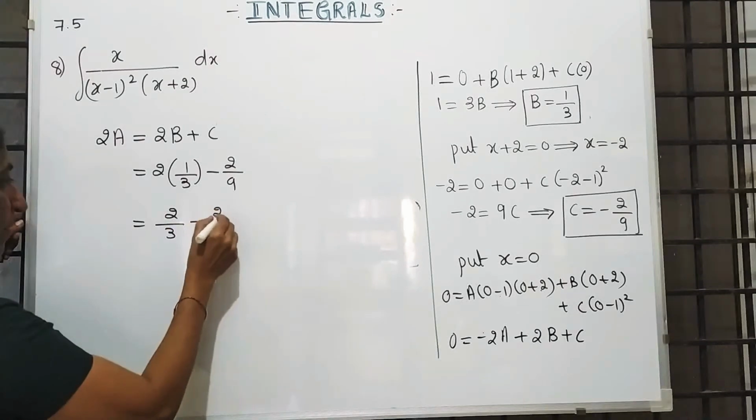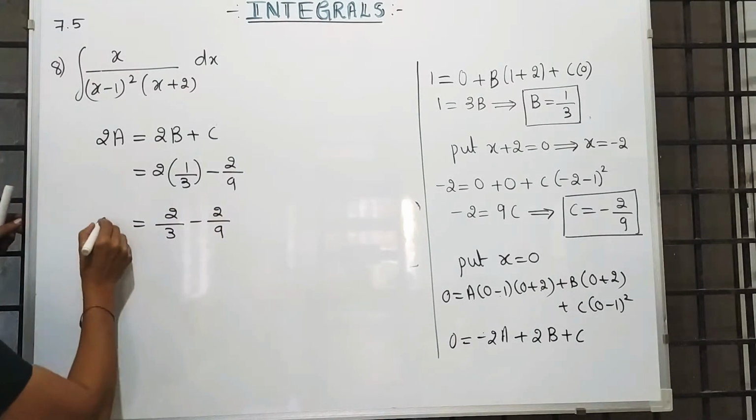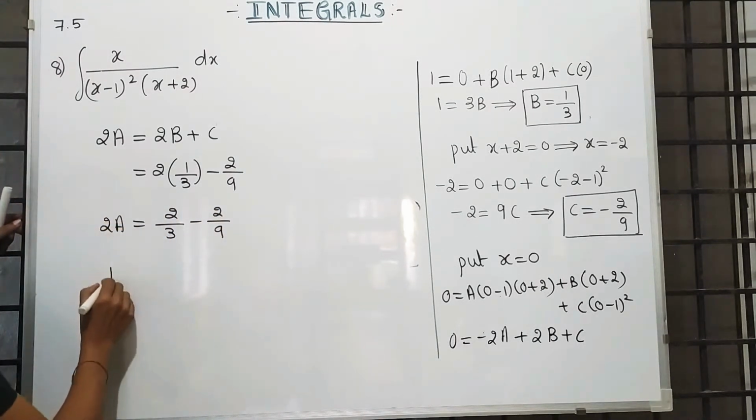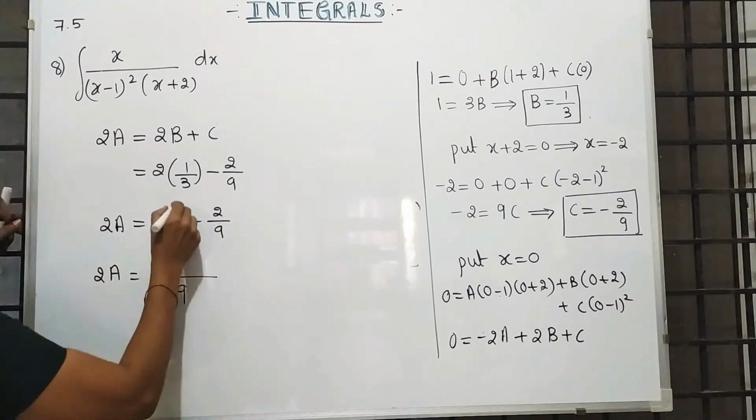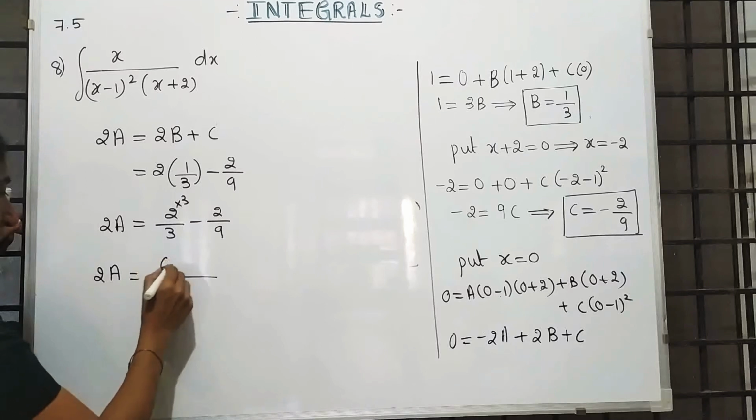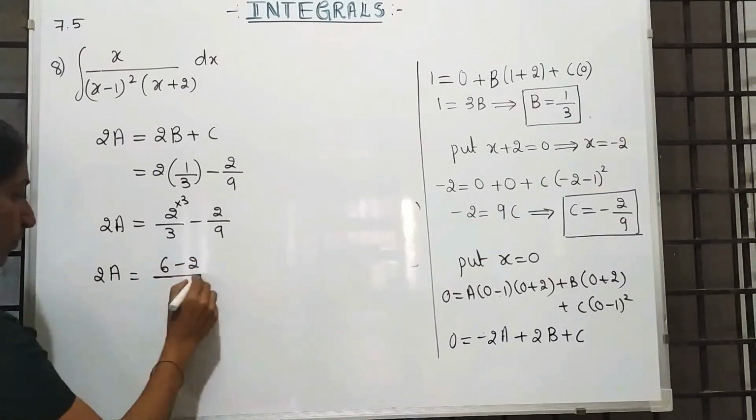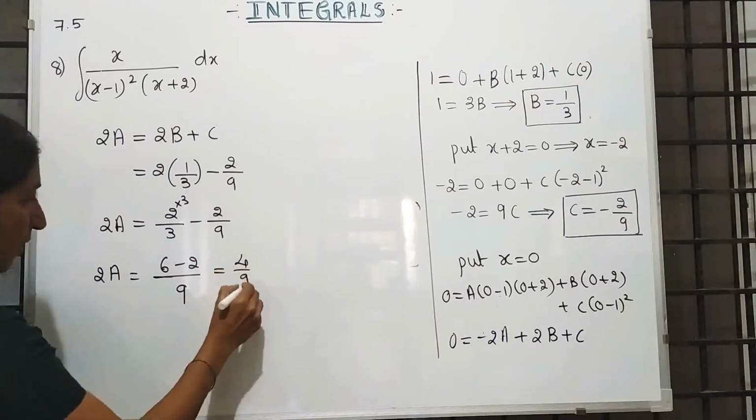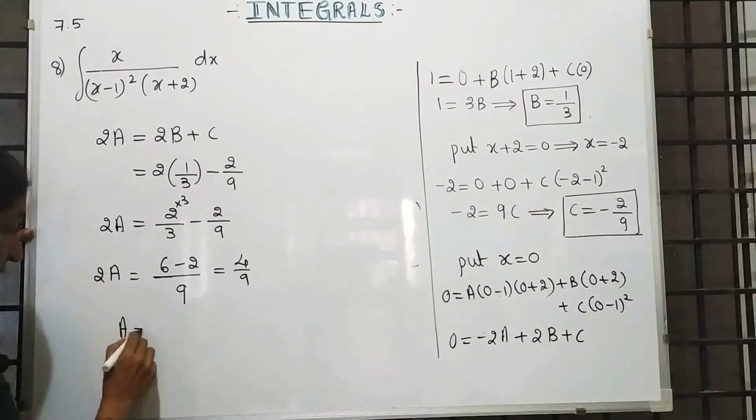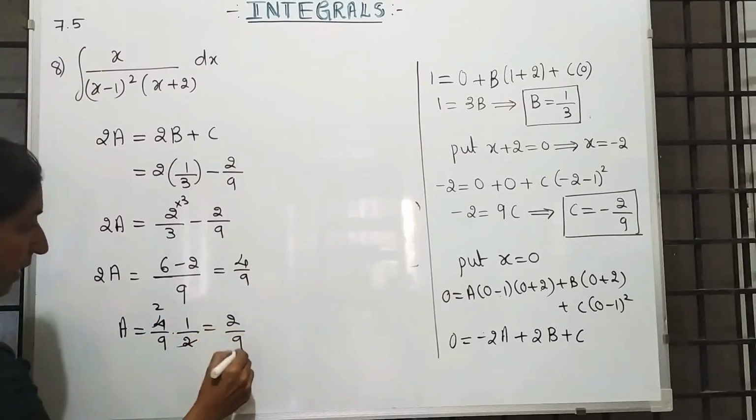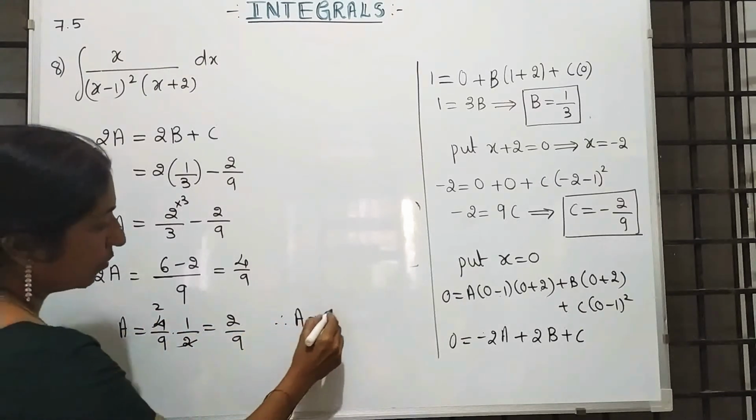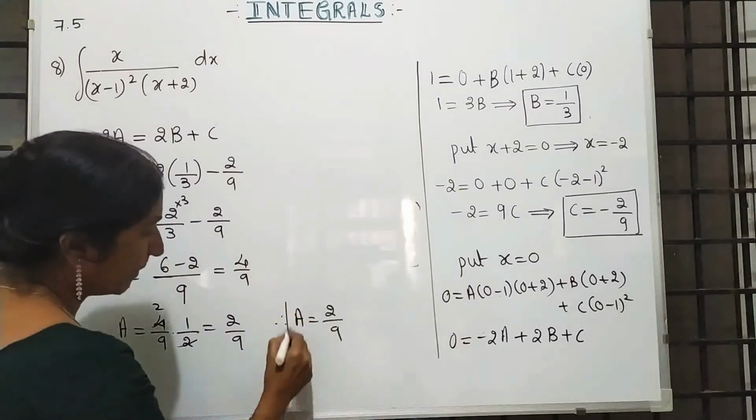2 by 3 minus 2 by 9, that is 2a. So 2a is equal to, take the LCM. LCM is 9. This is multiplied with 3. 6 minus 2, that is 4 by 9. That is 2a. Then what is a? 4 by 9 into 1 by 2, that is 2 by 9. So a is equal to 2 by 9.